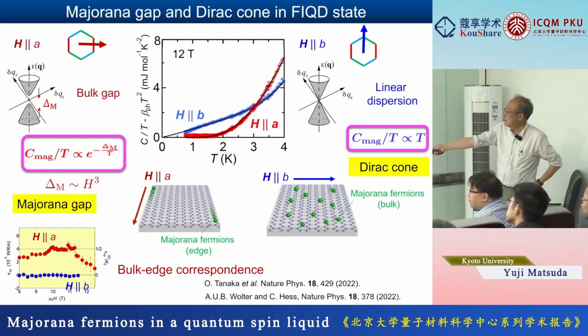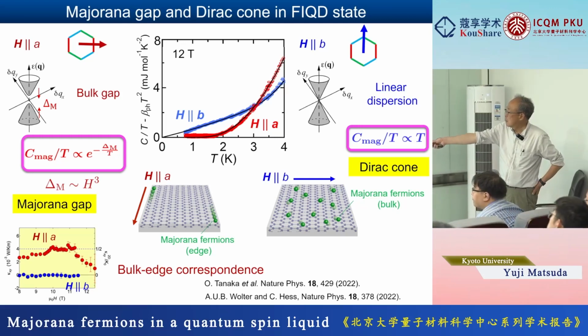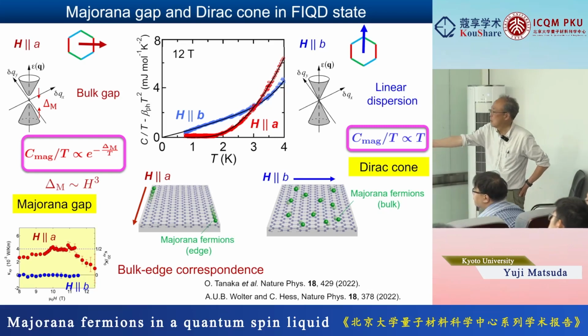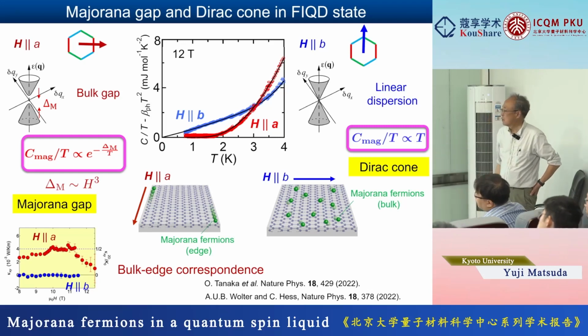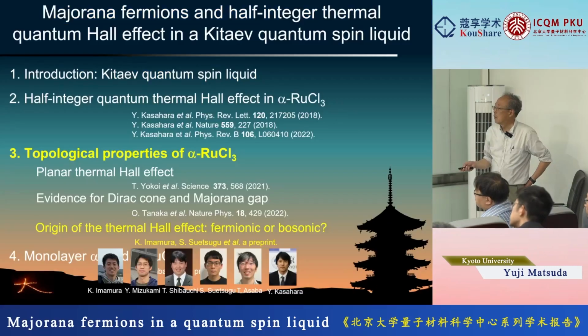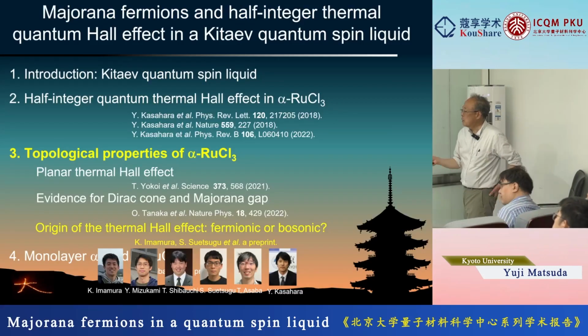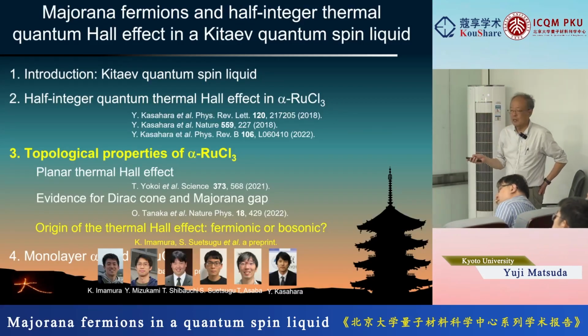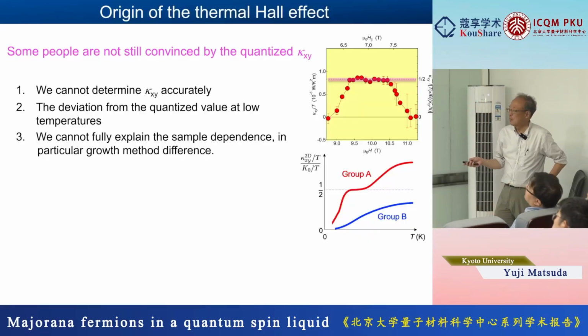But if we apply the magnetic field parallel to the b-axis, the Dirac cone is preserved. So there is no Majorana gap in the bulk. In this case, we never observe the thermal Hall effect, which is consistent with the Kitaev model. Okay, finally, let me discuss the origin of the thermal Hall effect, fermionic or bosonic.